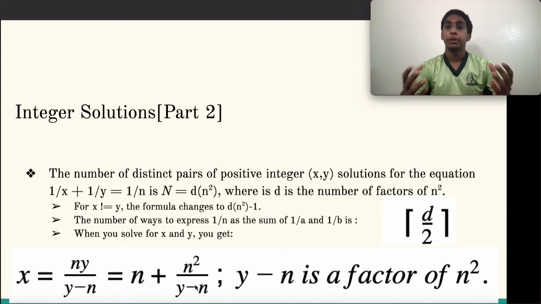Whichever one will help you solve. So for different problems, you'll be given different pieces of information, so simply use the formula that's going to allow you to solve the easiest. And here, y minus n is a factor of n squared. So if y minus n is a factor of n squared, if you watched my first video, you should know that n squared will be divisible perfectly by y minus n.